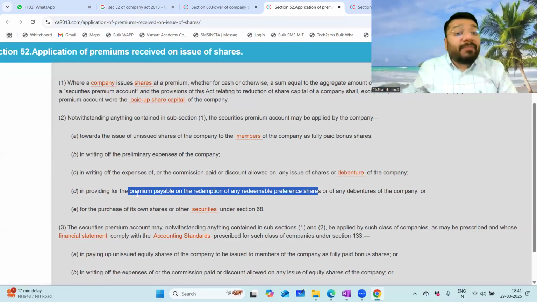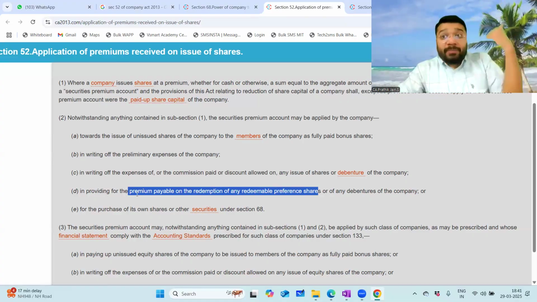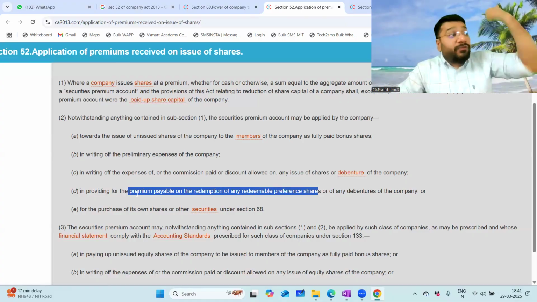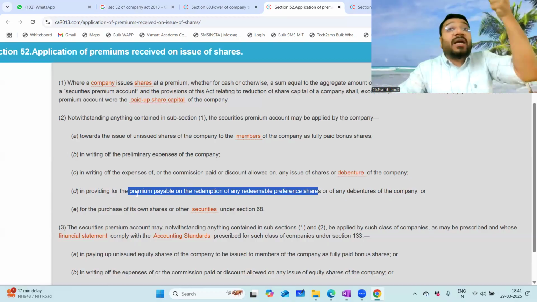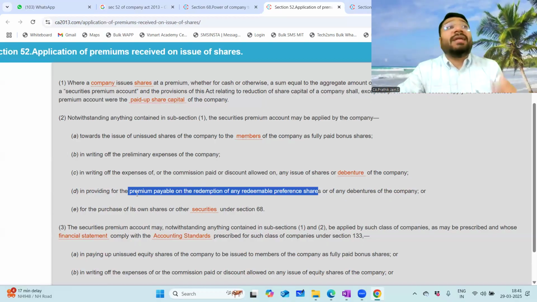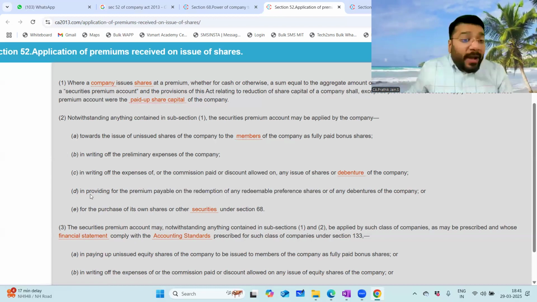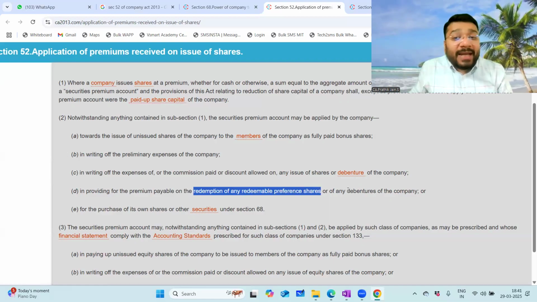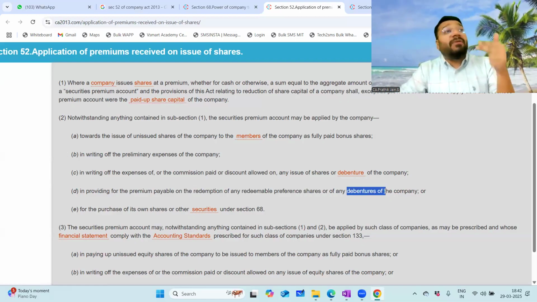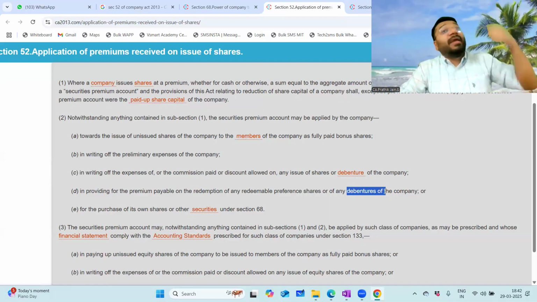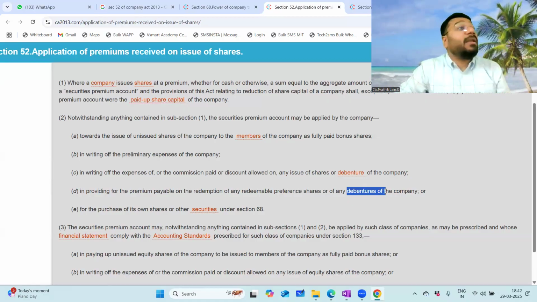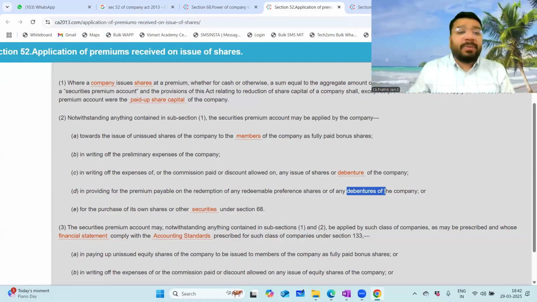So, the premium that you pay on the redemption of preference shares. You issued the preference share today at 100 rupees, but in future you're going to redeem at 110. So the extra 10 rupees you're paying is from your pocket. That is a loss. So that loss can be written off from the premium account. So, providing for the premium payable on the redemption of redeemable preference shares and debentures. If the debentures and the preference shares are going to be redeemed at a premium, that extra amount is a loss. And for writing off loss, you can use security premium.